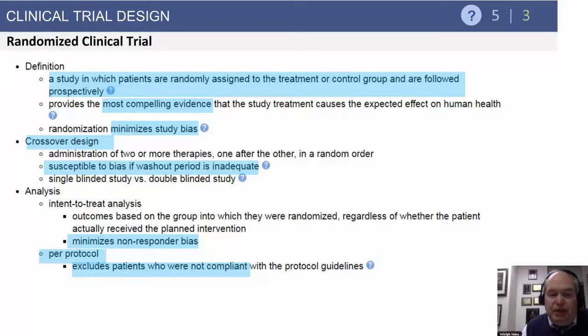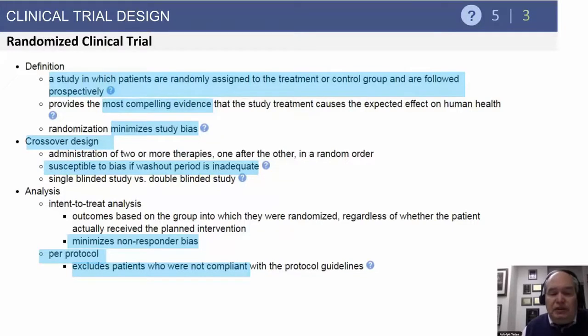A crossover design can be used in a randomized clinical trial. But the buzzword in a crossover design, that's where you are in one arm for a while and then switch over to the other arm, is that it's susceptible to bias if the washout period is inadequate. Patients can tell a big difference between one or the other if they're very close to each other.